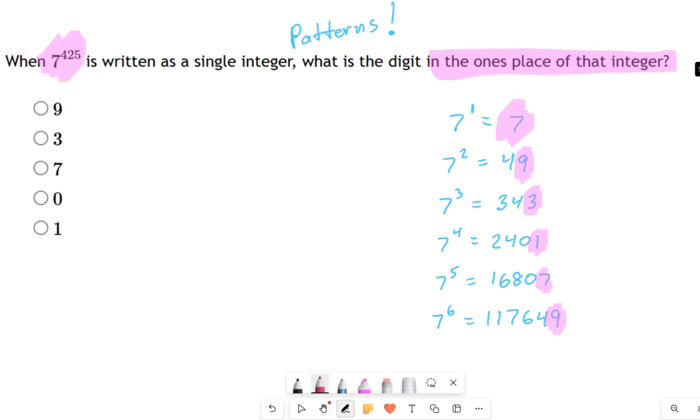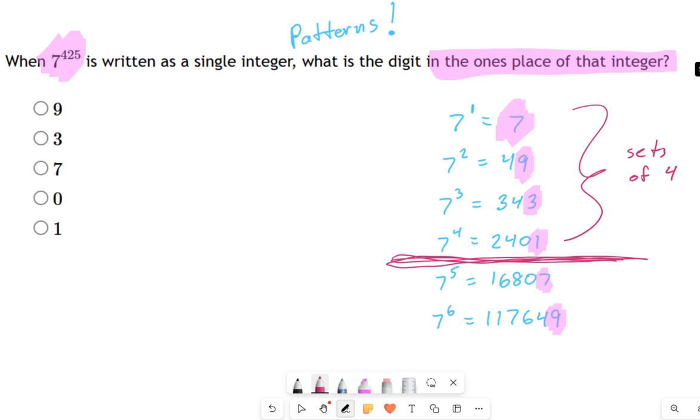So the challenge is we just have to figure out, see this? This is the line where it starts repeating. We have to figure out how many of these sets of 4 we're dealing with. So in other words, another way to say that question is, how many sets of 4 fit in 425 as an exponent?